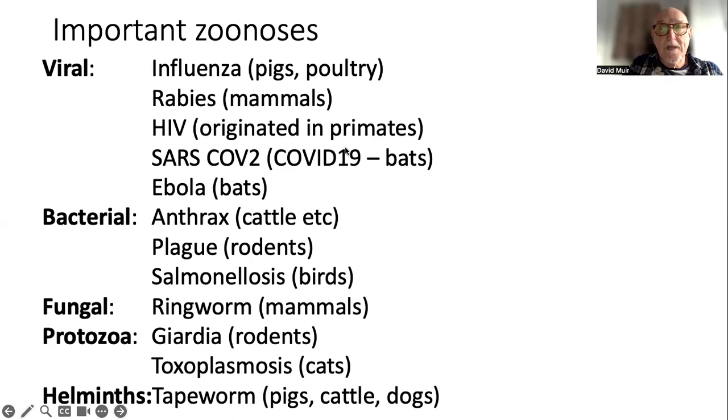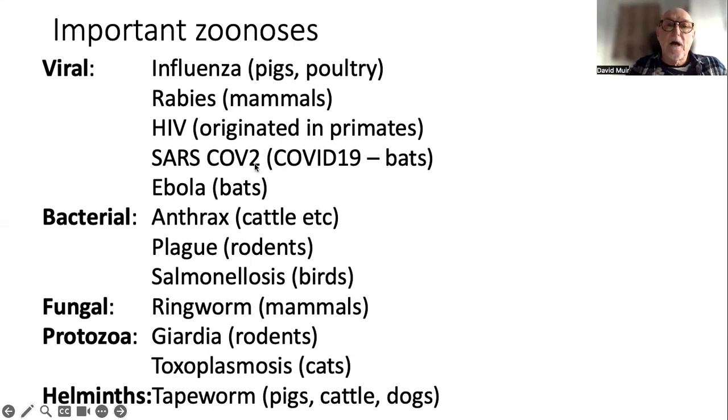HIV, of course, as we acquire it, is actually human to human. It is strictly a human disease, but it originated in primates. Probably thousands of years ago, there was a link between primate HIV and the virus that became human HIV.